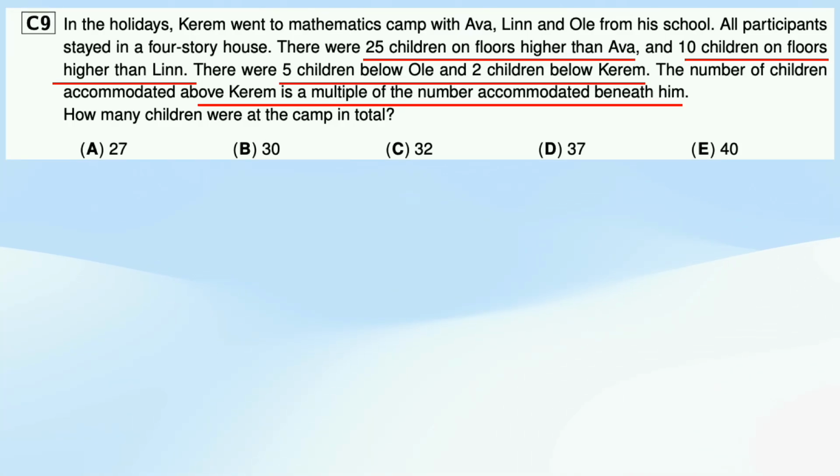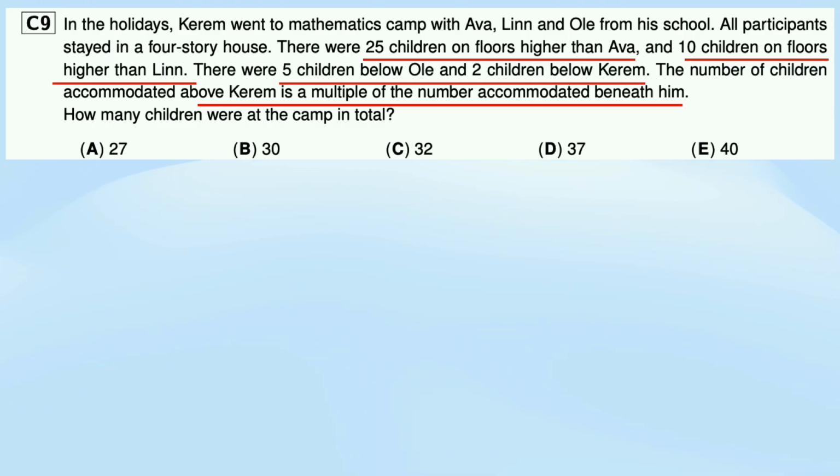In the holidays, Kerem went to mathematics camp with Eva, Lin, and Ole from his school. All participants stayed in a 4-story house. There were 25 children on floors higher than Eva, and 10 children on floors higher than Lin. There were 5 children below Ole and 2 children below Kerem.